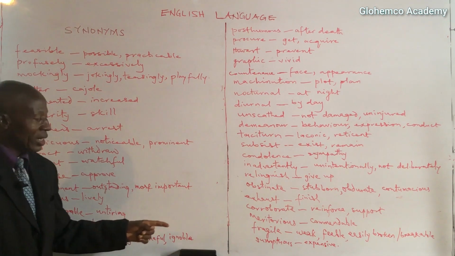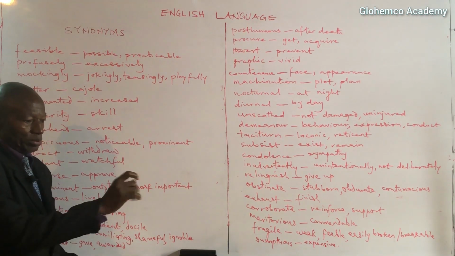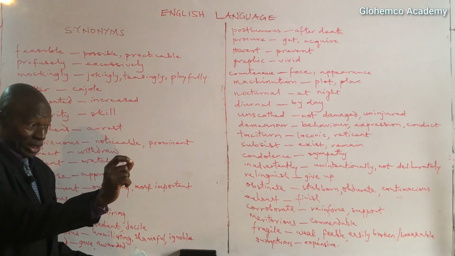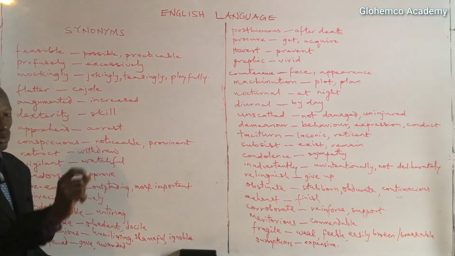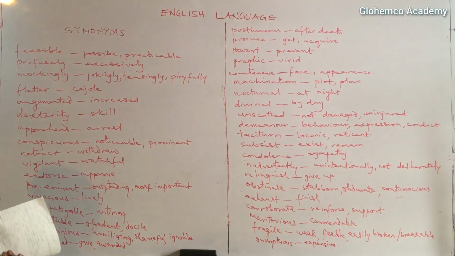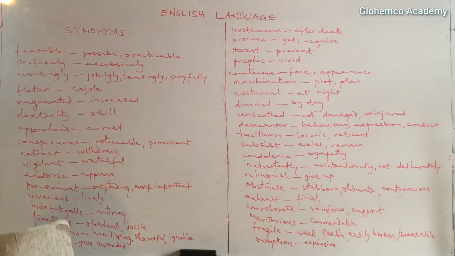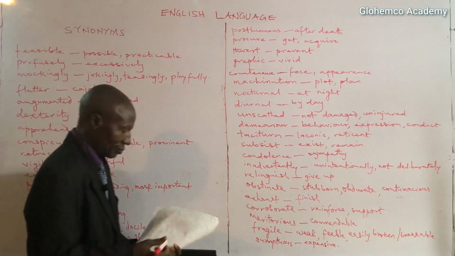Then we talk of fragile. Sometimes you see something and they write on it, very fragile. Meaning that you have to be very careful about it because it's fragile, it's weak, it's feeble, easily broken or breakable. Then we have sumptuous.